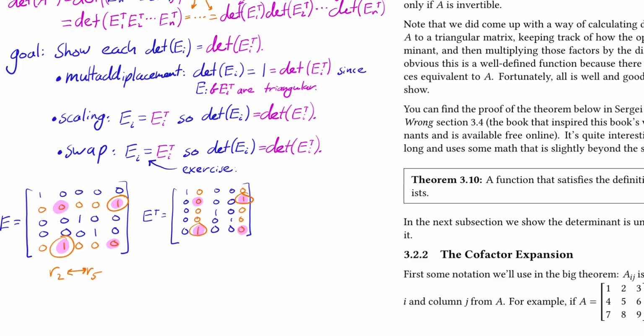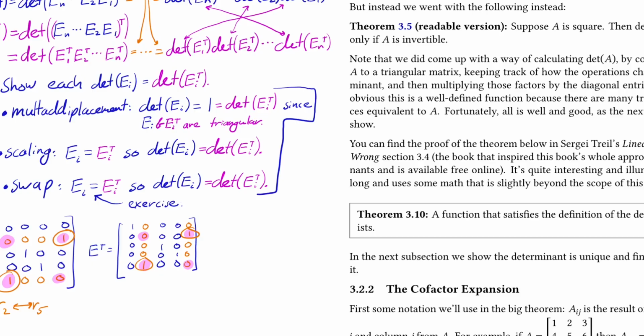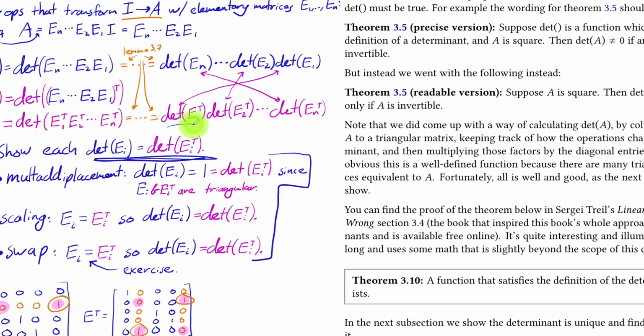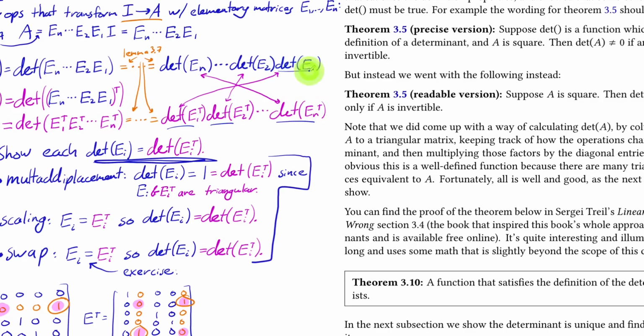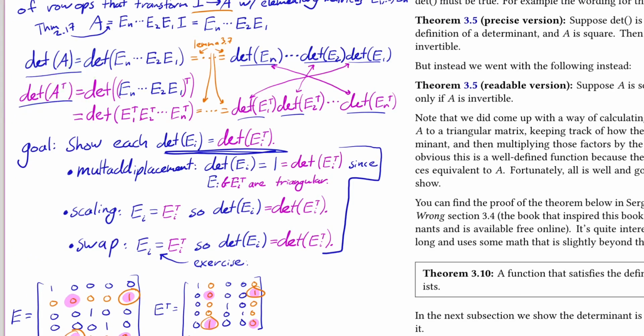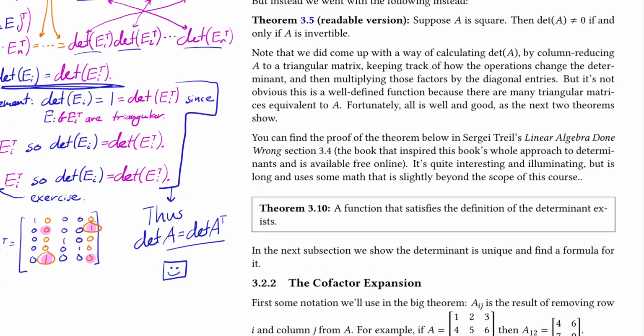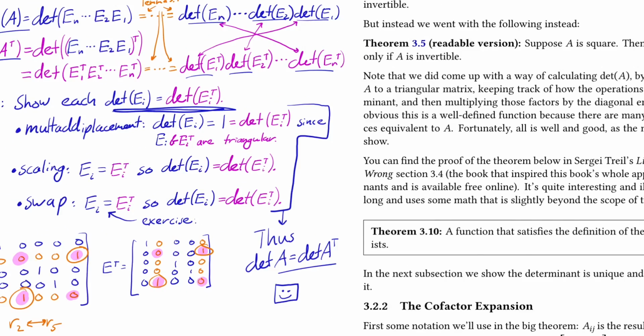So either way, whatever kind of operation we're talking about, the determinant of any elementary matrix that's the result of doing a row operation to the identity gives you the same thing as the determinant of that transpose, which means every one of the factors of these elementary matrices are all equal, and that means that the determinant of A is equal to the determinant of A transpose. Neat.